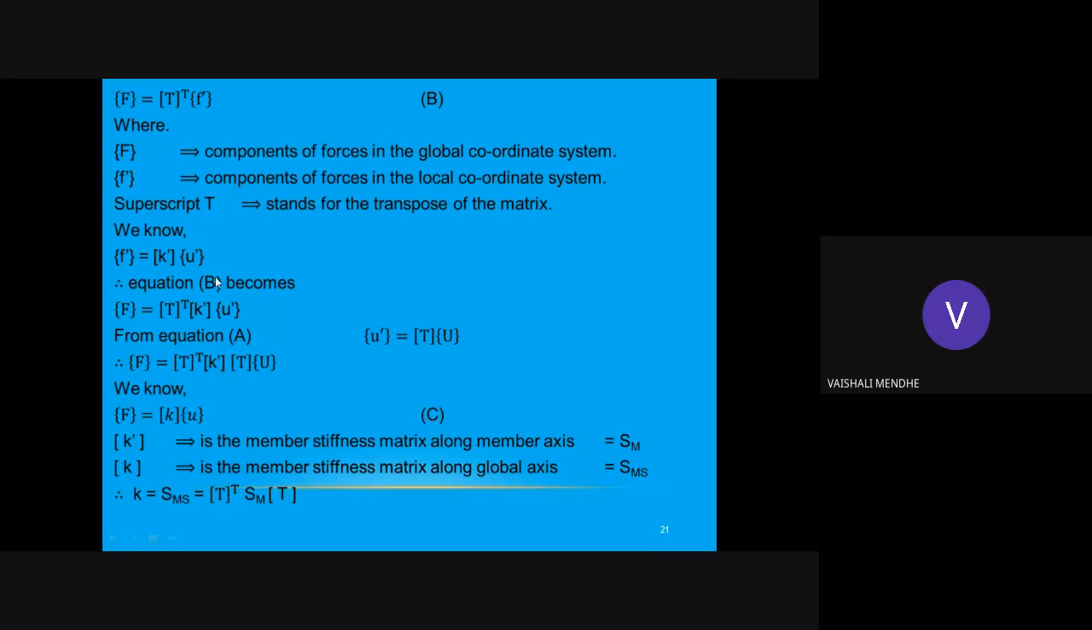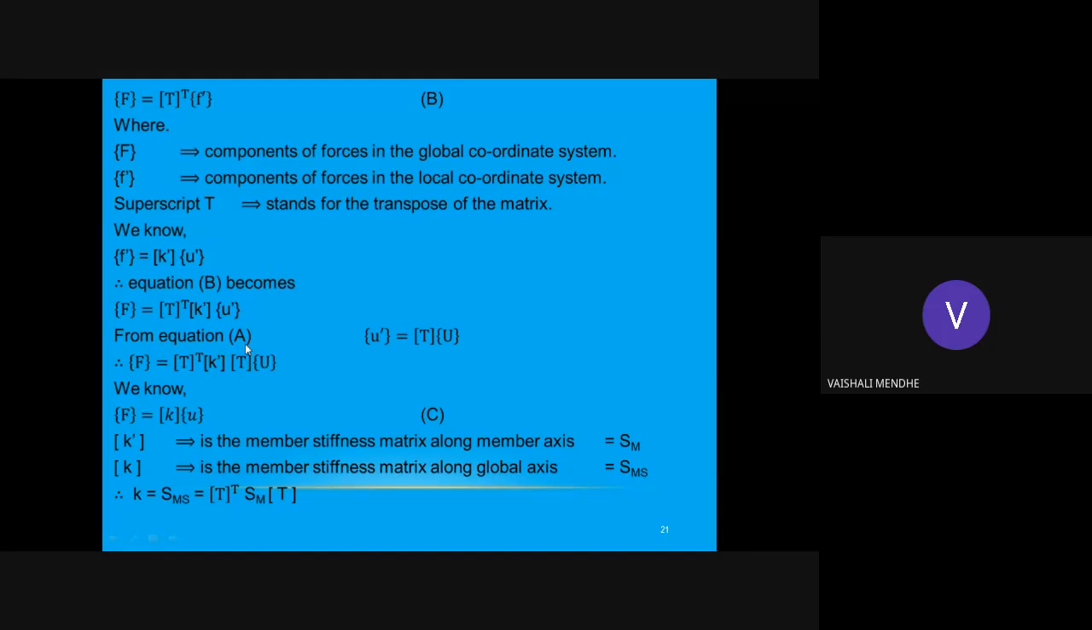So this equation B becomes, if you put the value in the above equation, T transpose F is equal to k dash into u dash. That f dash you can substitute with the help of this relation, k dash into u dash. So in T transpose F, in place of f dash write k dash into u dash. Okay, this has become your equation B. We have written it like this by putting the value of f dash.